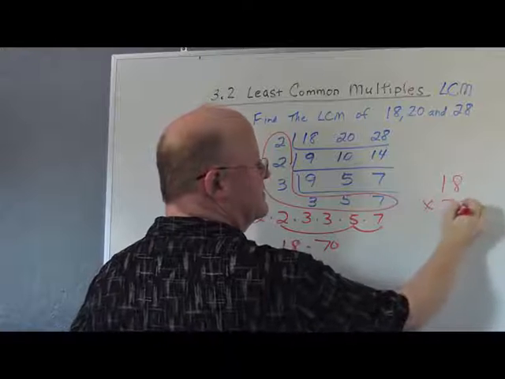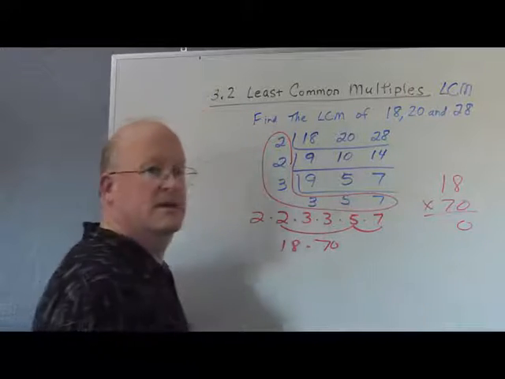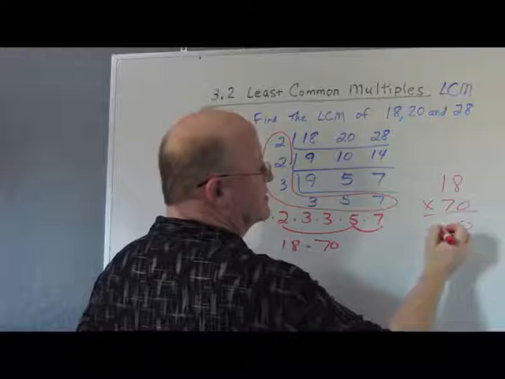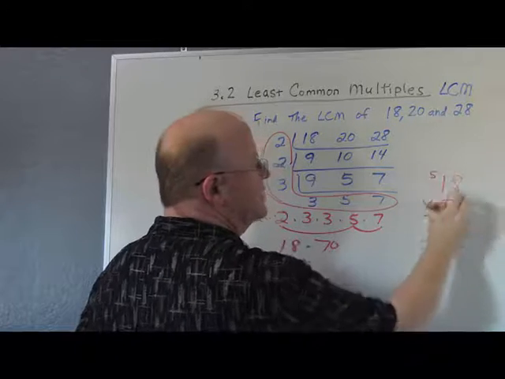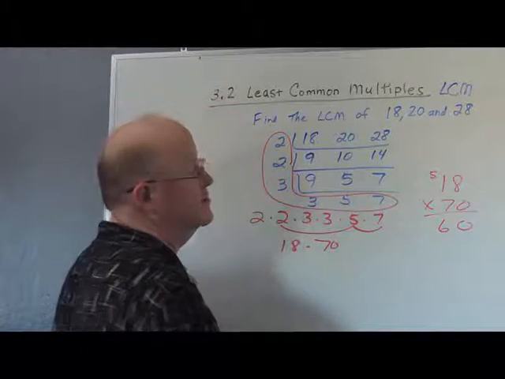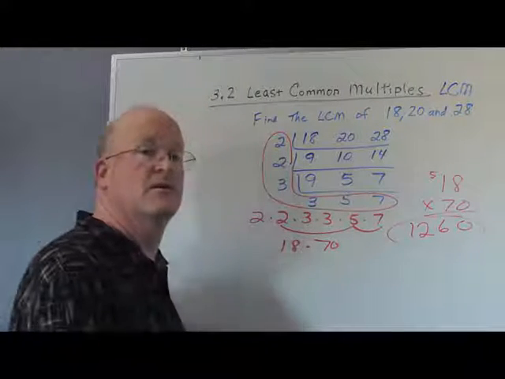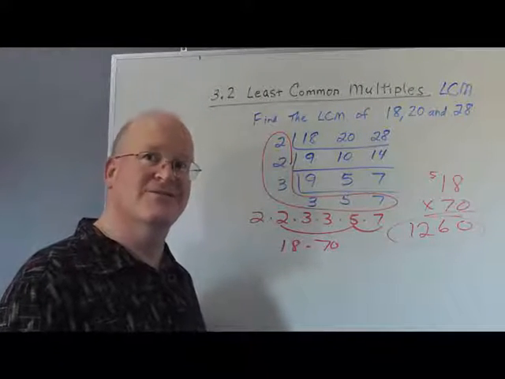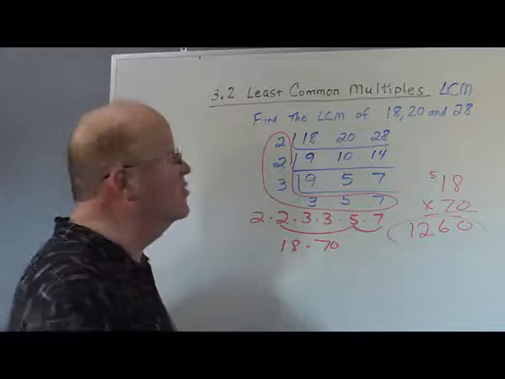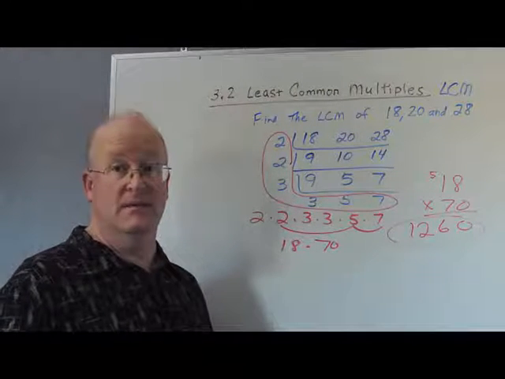18 times 70. I'm going to put my 0 down as a placeholder. 7 times 8 is 56. There's the 6. Carry the 5. 7 times 1 is 7. Plus that 5 is 12. So this time our least common multiple is 1,260. A little bit large. Not one we'd want to do by the listing method.